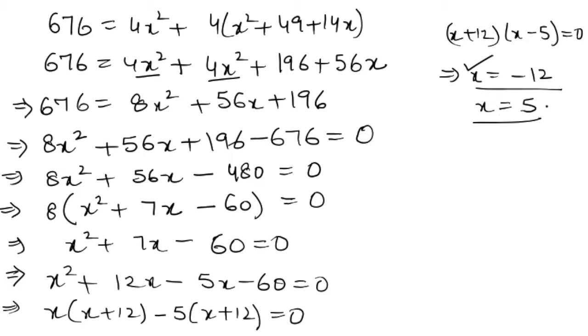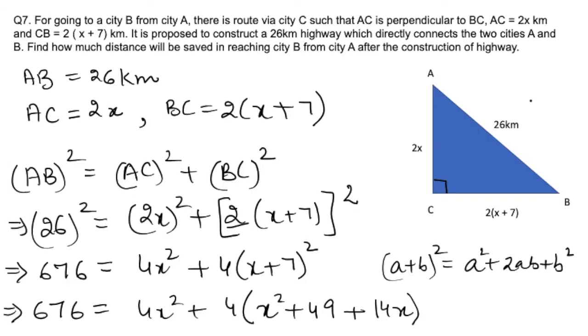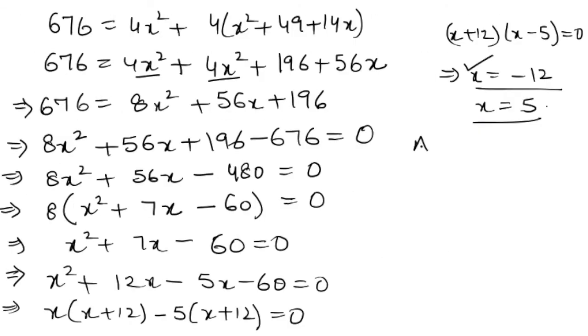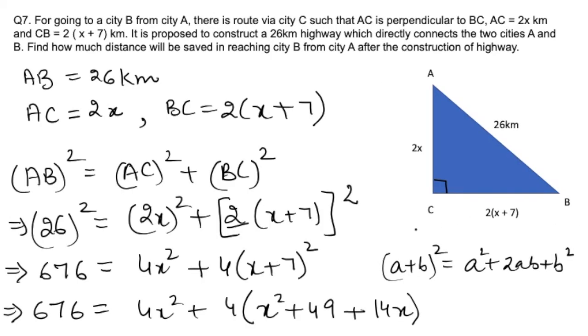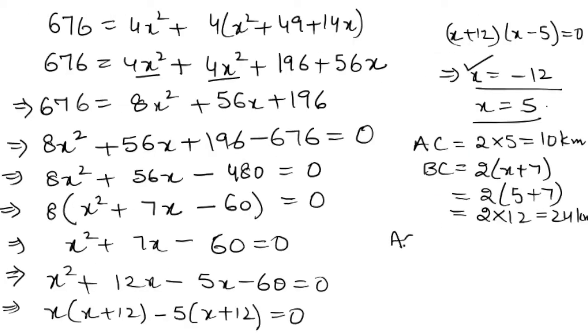So we take the value of x as 5 and let us substitute these values to find the value of AC and CB. So AC will be 2x, which is equal to 2 into 5, that is 10 kilometers. And the length of BC will be equal to 2 bracket x plus 7, that is 2 into 5 plus 7. So this will be equal to 2 multiplied by 12, that is 24 kilometers. So AC plus BC will be equal to 10 plus 24, which is equal to 34 kilometers.